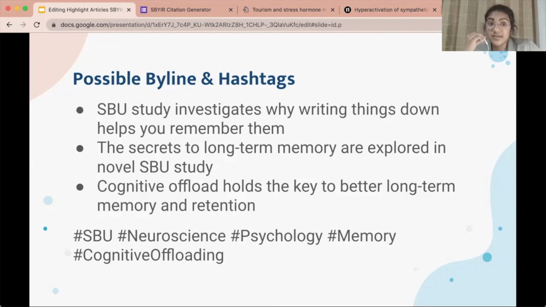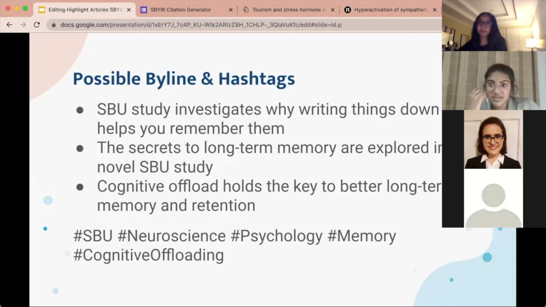It was also mentioned in the intro that this is a Stony Brook study, and we do want to make that as apparent as possible with SBU study, because we're all seawolves and we want to see what kind of scientific innovations go on here. So that's a very good thing to put in a byline. And then for individuals who are a little bit more invested in neuroscience and maybe know what cognitive offloading is: cognitive offloading holds the key to better long-term memory and retention.